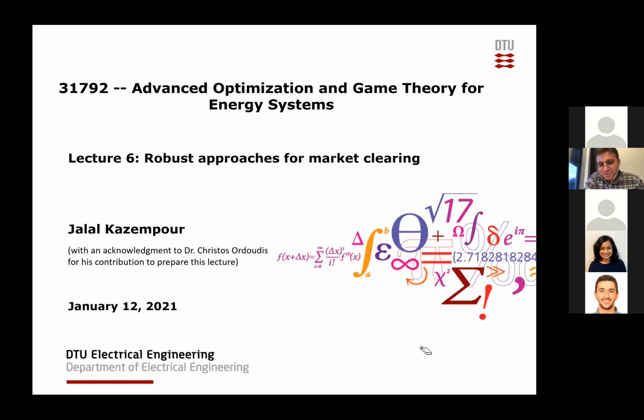So remember, W is a variable for the outer maximization problem, but it's a parameter for the inner problem. Always for the real-time problem, the wind realization is given.